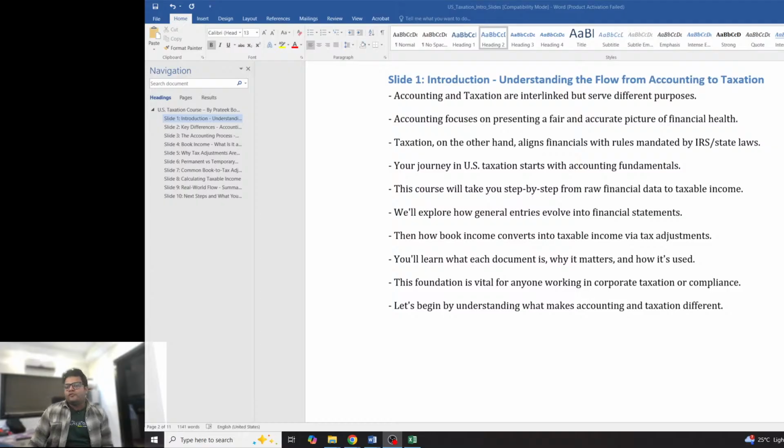Myself, Prateek Bora, I've been doing US taxation for the past 6 years. I worked in Big Fours before, and I am currently working in Big Fours as well. There I've utilized my expertise to file various corporate income tax returns, both federal and state.